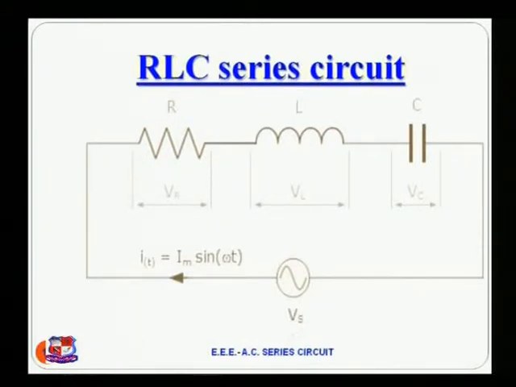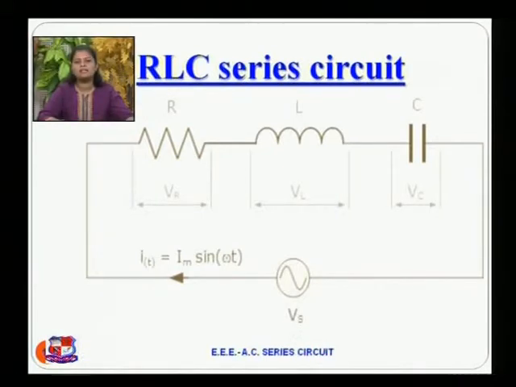Voltage across resistance, voltage across inductor and voltage across capacitor is denoted by VR, VL and VC. Now if you have to find a voltage and current relationship for RLC series circuit, it depends upon the VL and VC. If voltage across inductor is higher than voltage across capacitor, then it will indicate that it is an inductive circuit, and if VC is higher than VL, then it will indicate it is capacitive circuit.